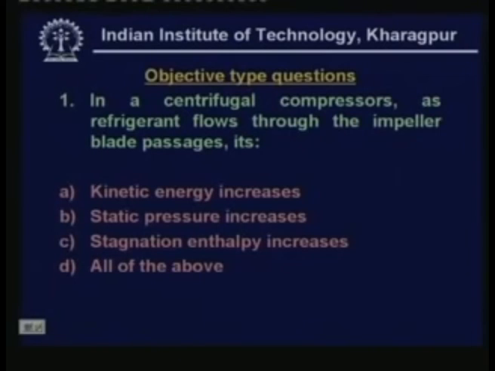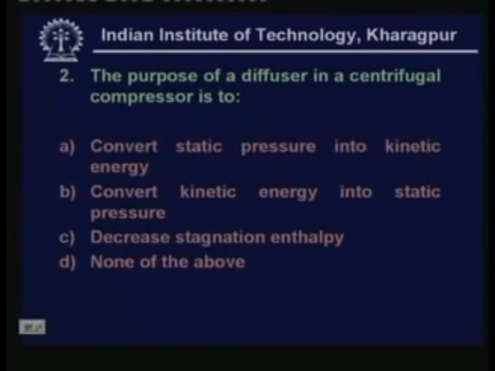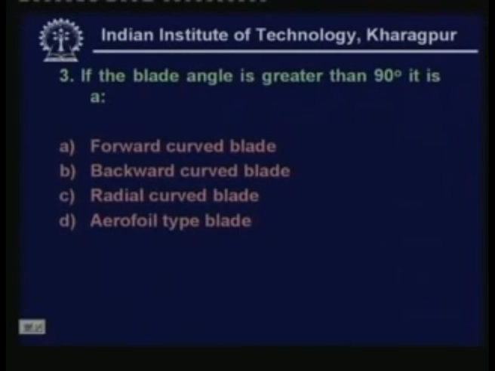Let me also give you a few objective type questions. The first question is: in a centrifugal compressor, as refrigerant flows through the impeller blade passages, what happens? A, its kinetic energy increases, B, its static pressure increases, C, stagnation enthalpy increases, and D, all of the above. And the second question is: the purpose of a diffuser in a centrifugal compressor is to A, convert static pressure into kinetic energy, B, convert kinetic energy into static pressure, C, decrease stagnation enthalpy, or D, none of the above. Okay. And the third question is: if the blade angle beta is greater than 90 degrees, it is A, forward curved blade, B, backward curved blade, C, radial curved blade, D, aerofoil type blade.